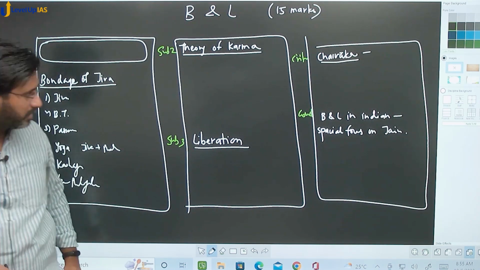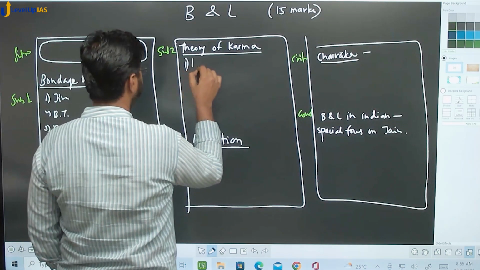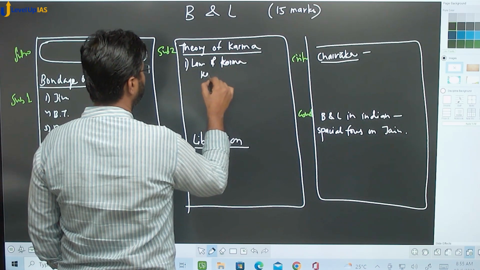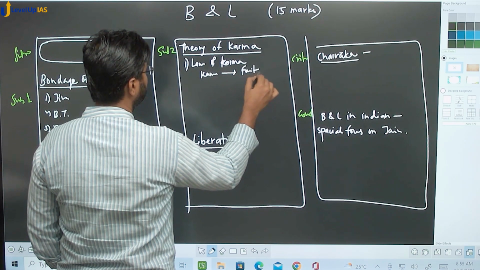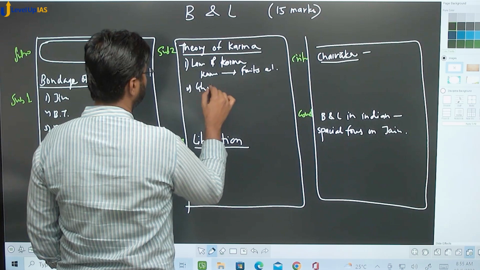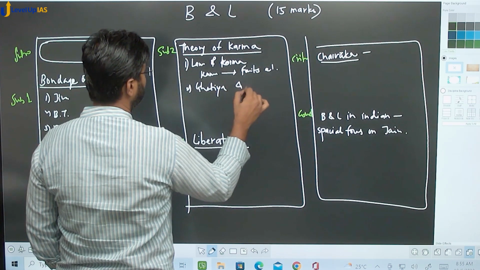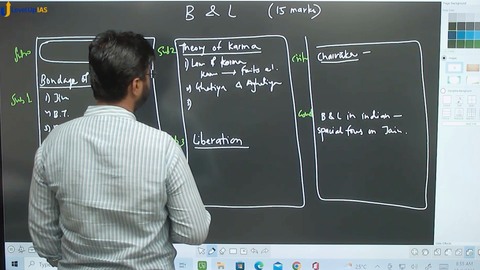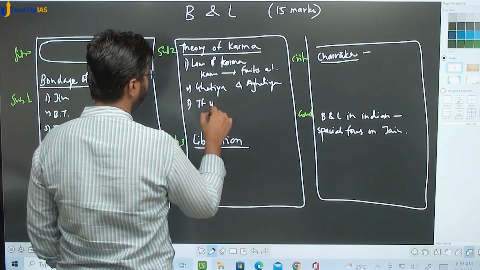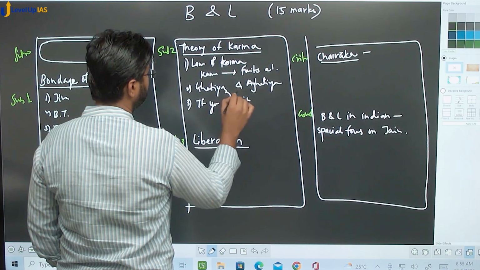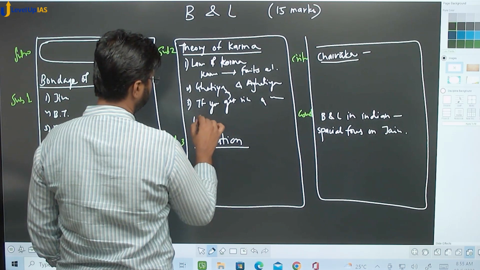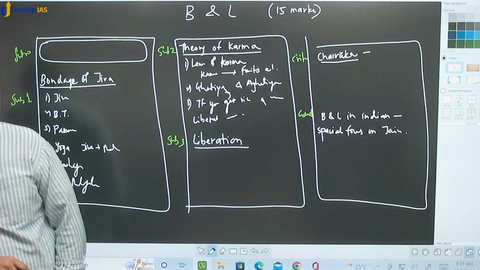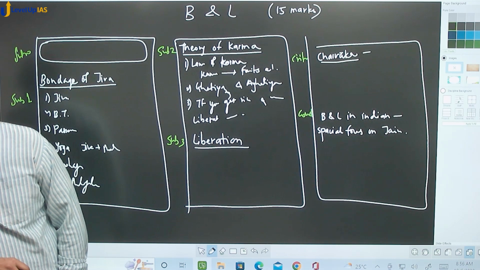Then comes the theory of karma. Now karma is basically the law of karma. So according to the law of karma, however your karmas are, accordingly you get your fruits, etc. You mention that. Then you talk about Ghatiya karma, Ghatiya and Aghatiya, harmful and non-harmful. Okay. If you get rid of Ghatiya and then Aghatiya, liberation is possible. That's what they talk about. Okay. There are 8 types and all that.